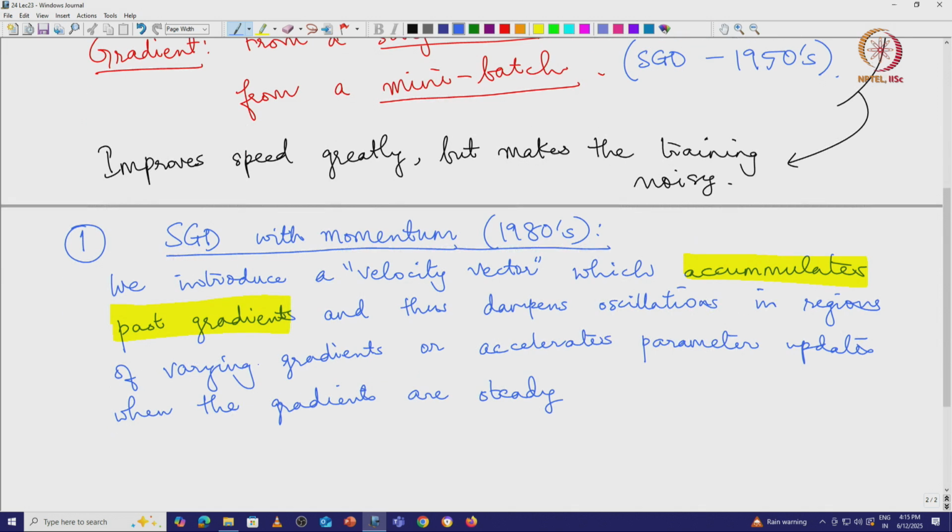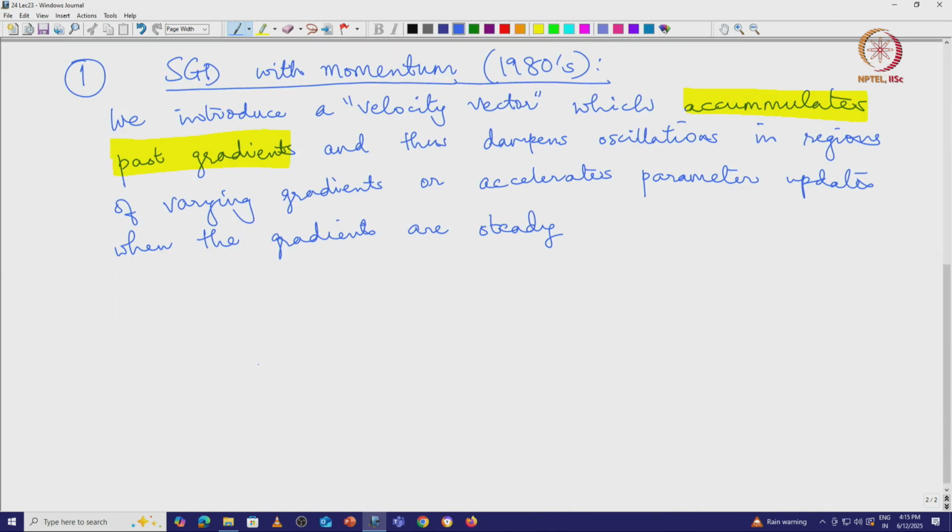And this is implemented as follows. You have a velocity vector associated with every parameter. So I am writing Vj, where j is the index for the parameter and k is the index for the iteration, that is equal to eta times Vj k minus 1 plus the gradient of the loss function versus beta j at iteration k. This eta is called the momentum coefficient and it lies between 0 and 1.